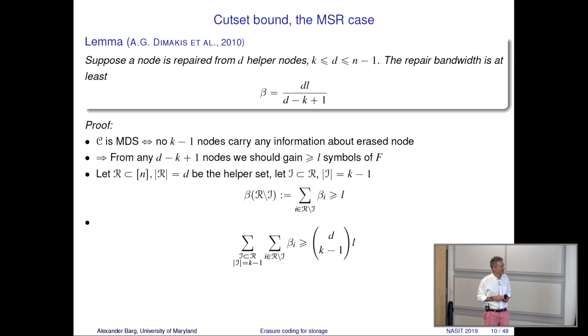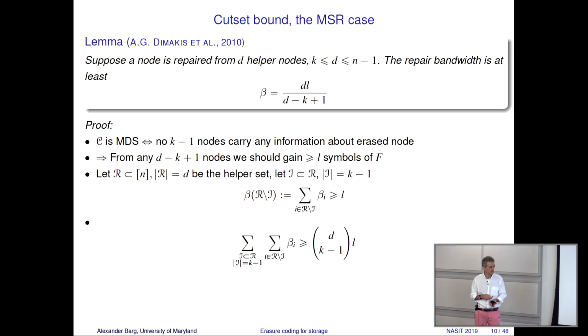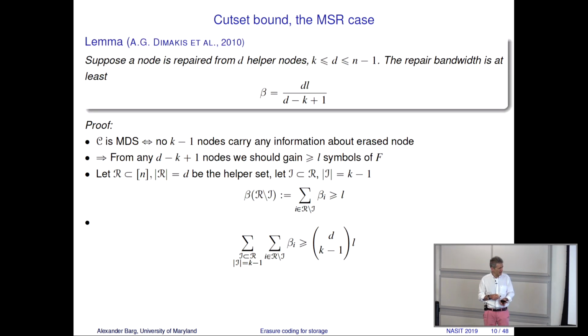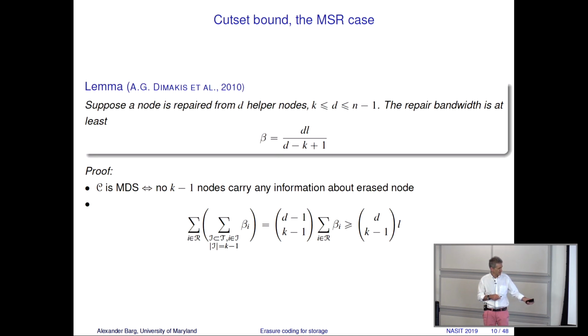Okay, good. So the sum of the beta i's over the complement is at least L. Well, let us sum over all the choices of I, the set of k minus 1. On the left, we inject another sum. So how many choices of k minus 1? There are d choose k minus 1. So on the right, we multiply by this binomial coefficient. So let us interchange the order of summation here on the left. We get this formula here.